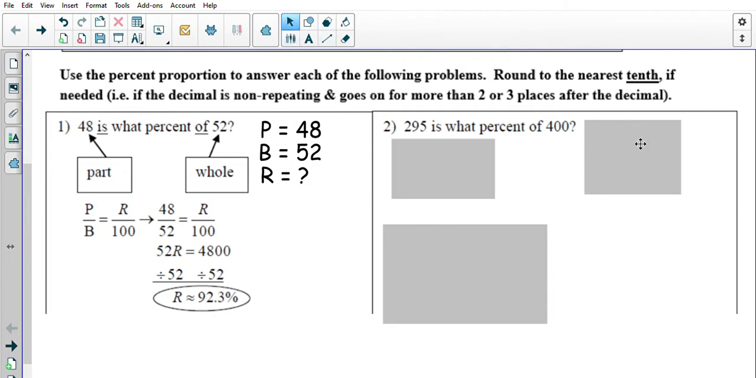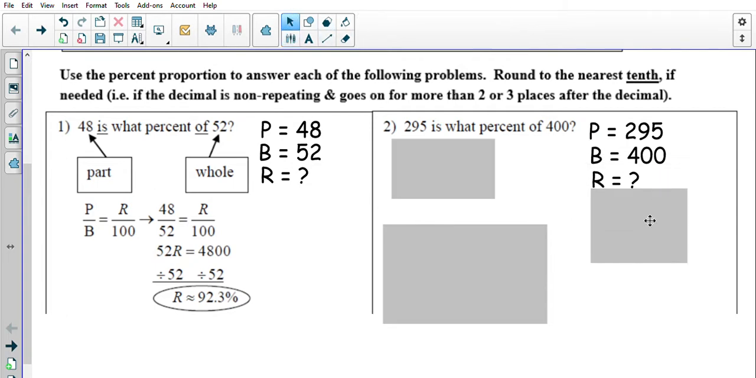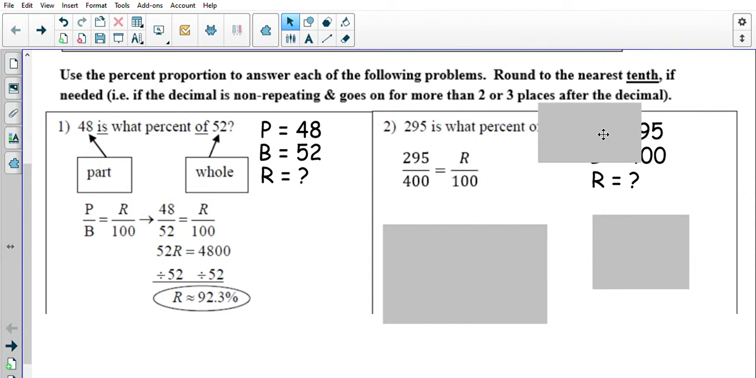Number 2, 295 is what percent of 400? So the base is 400, the part is 295, and R or the percent is my unknown. And again, of 400 indicates that that's going to be my base. So my proportion, P over B, is 295 over 400 equals R over 100. And again, you have to memorize that proportion in order to be able to set it up. Now the solving part I'm going to go through very quickly because we've been seeing this throughout the unit, so it should be pretty easy.